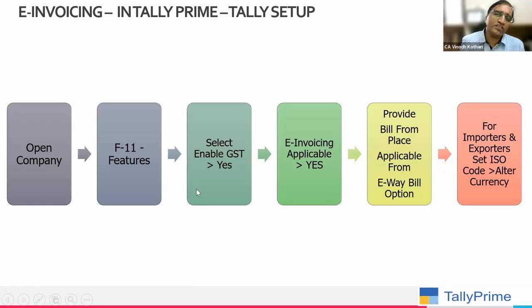So you can go to feature or press F11 and then already your GST is enabled. Again, you go to the enabling part and then activate the e-invoice option and provide the bill from details and applicable from details and the e-waybill options. And for importer and exporter, you have to provide the foreign currency details. So this we are going to see now how to do in the Tally part. So these are the steps involved. Why I am telling you the steps is, it is in our mind that okay, this is the process. So it becomes easier when I show you in the live demo.